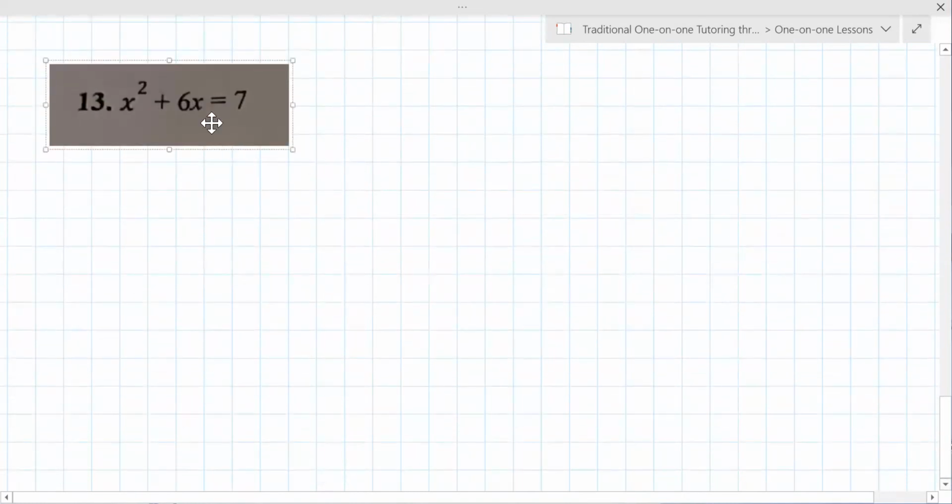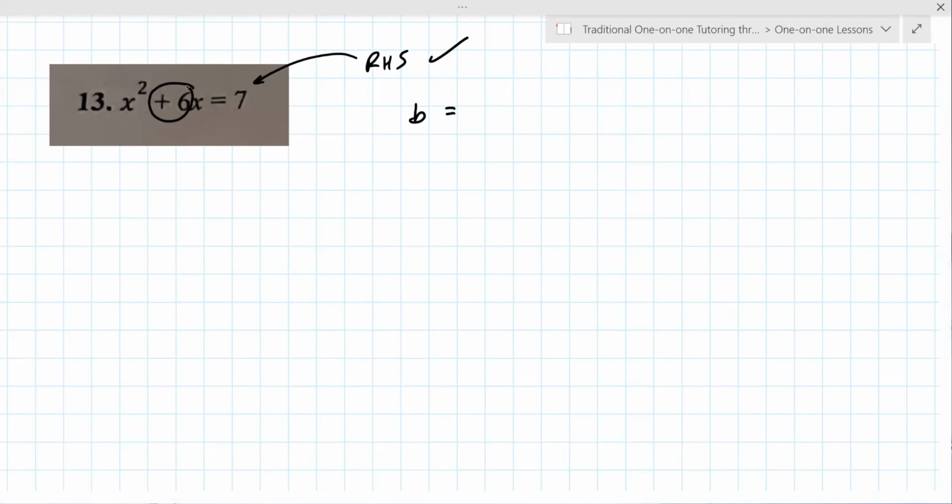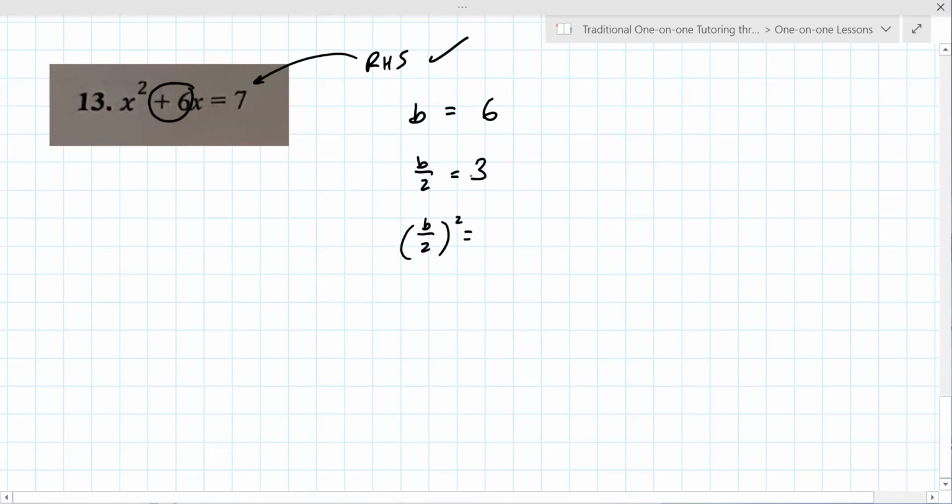All right. So notice the number is already on the right-hand side of the equation. 7 is already on the right-hand side. Okay, that's great. We want that. What is the b value in this problem? I'm circling it. What is b? Sourish, what is the value of b? I've circled it. 6. Okay, so what is b divided by 2? 3. What is b divided by 2 squared? What is 3 squared?